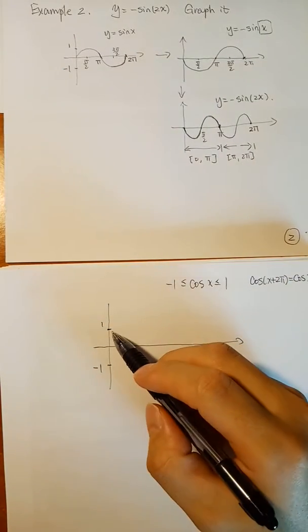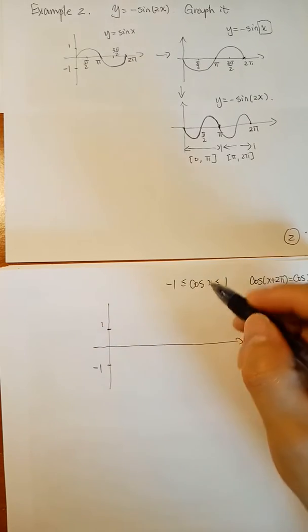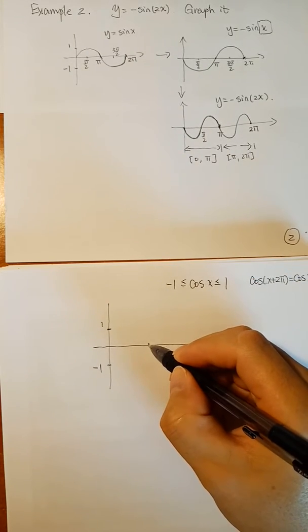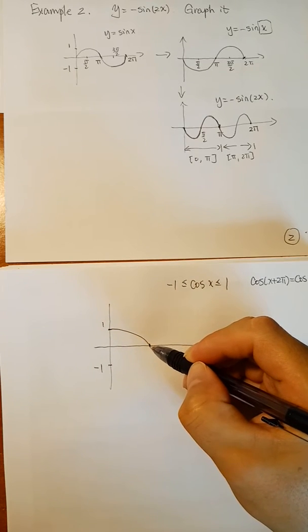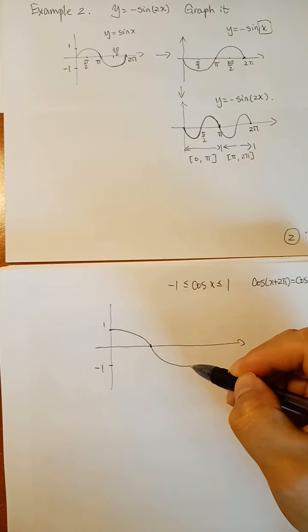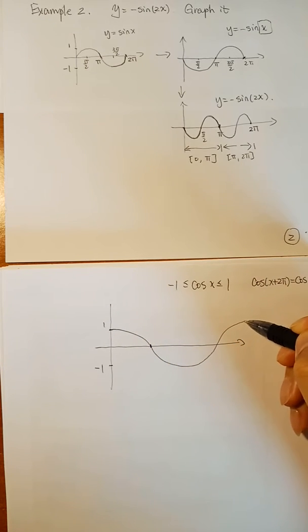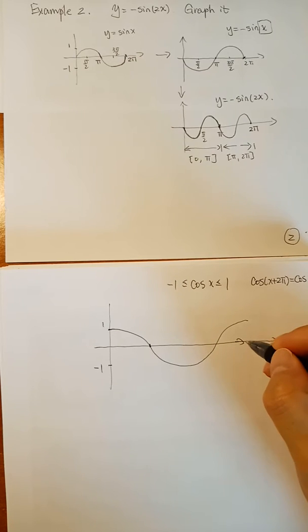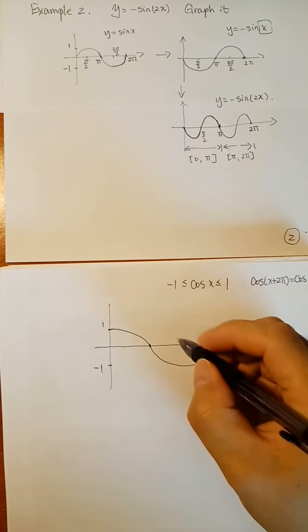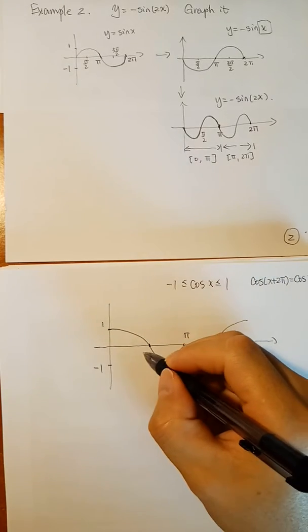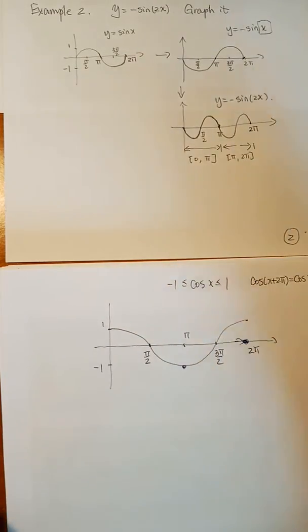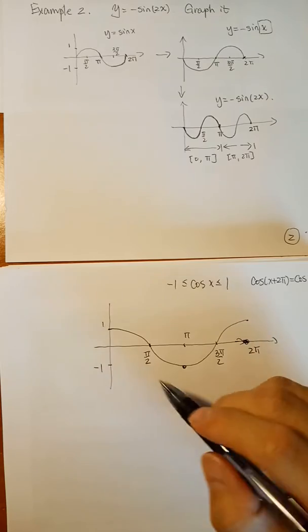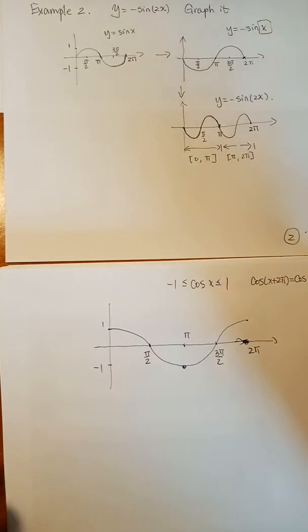Cosine 0 is 1, and cosine pi over 2 is 0. If you label them, it will be like this, like a butterfly shape. This is 2 pi, this is 3 pi over 2, this is pi, this is pi over 2. At pi the value is -1. So this is the graph of cosine. It's like a bird with open wings.